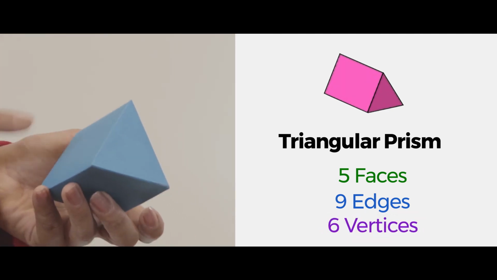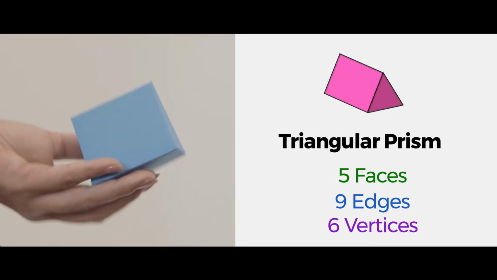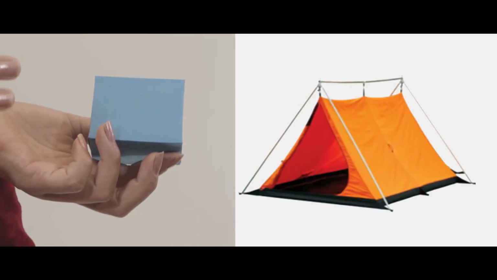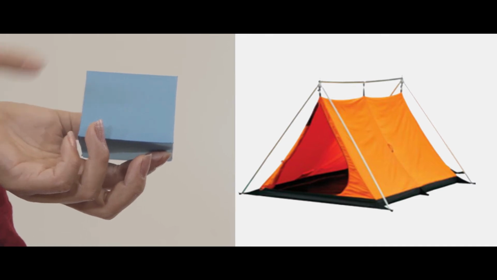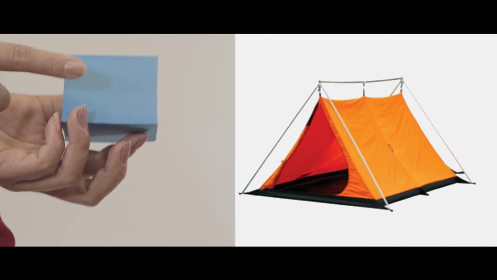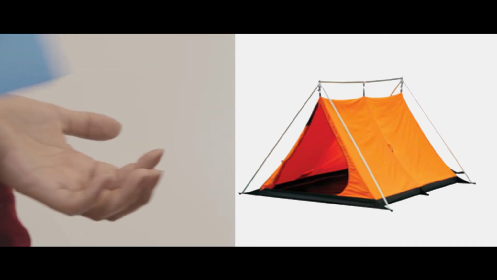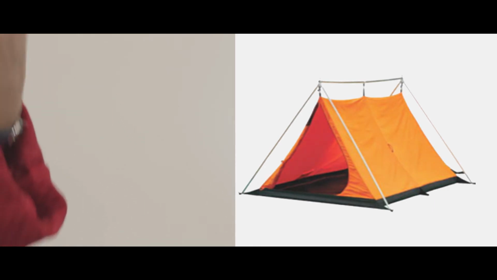Now where do you usually see these type of shapes? Some of these tents are of this shape, triangular prism. Then, have you seen this before? Ooh, we all love this, right? It is a piece of cake. When we cut pieces of cakes, we usually see this shape, right? This is a triangular prism.